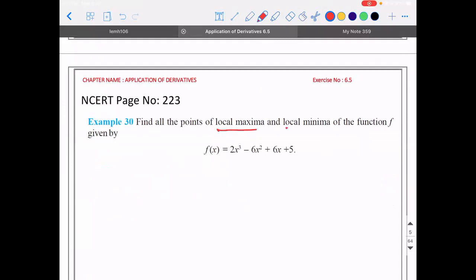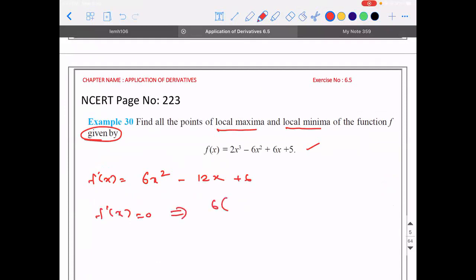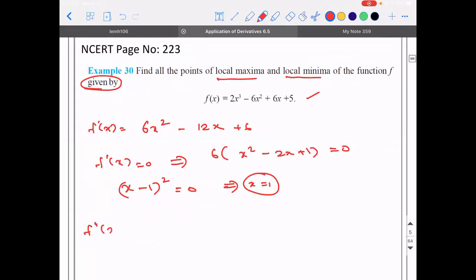Find all the points of local maximum and local minima of the function given. So f dash of x is equal to 6x square minus 12x plus 6. So f dash of x is equal to 0 for the condition of maximum or minimum. x square minus 2x plus 1 equal to 0. So it will be x minus 1 the whole square is 0, which implies x is equal to 1. So what is f double dash of x? 12x minus 2. So substitute it here, it will be 0.